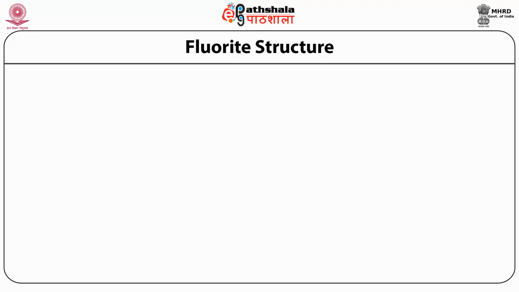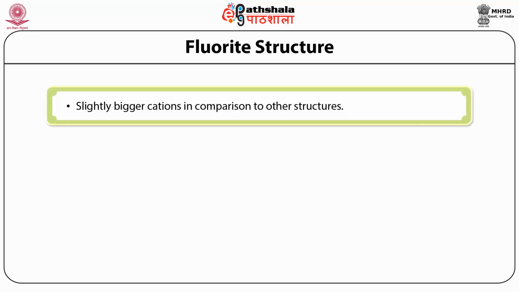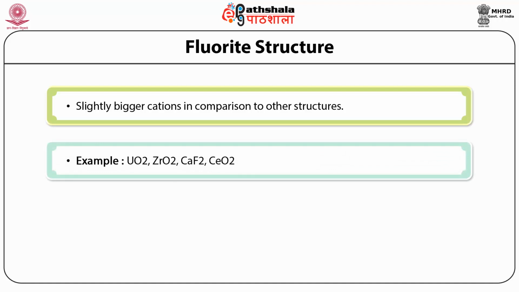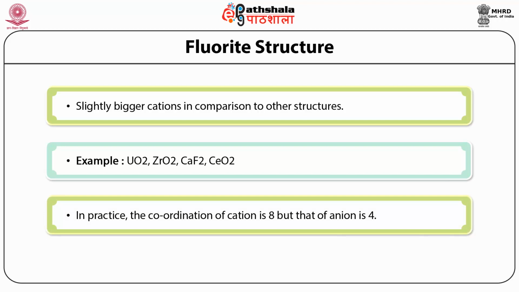So the fluorite structure is slightly bigger and has a bigger cation in comparison to other structures. The examples of fluorite structures are UO2, ZrO2, CaF2 and CeO2. In practice, the coordination number of the cation is 8 and that for the anion is 4.